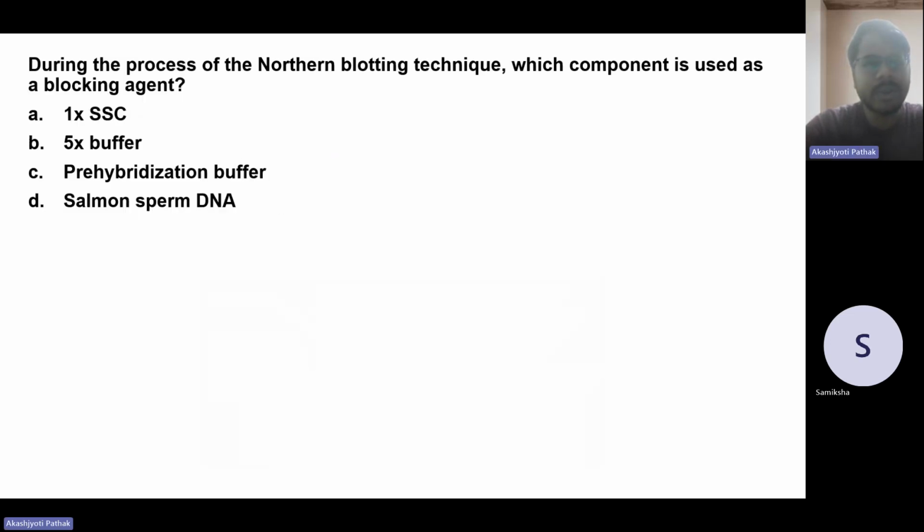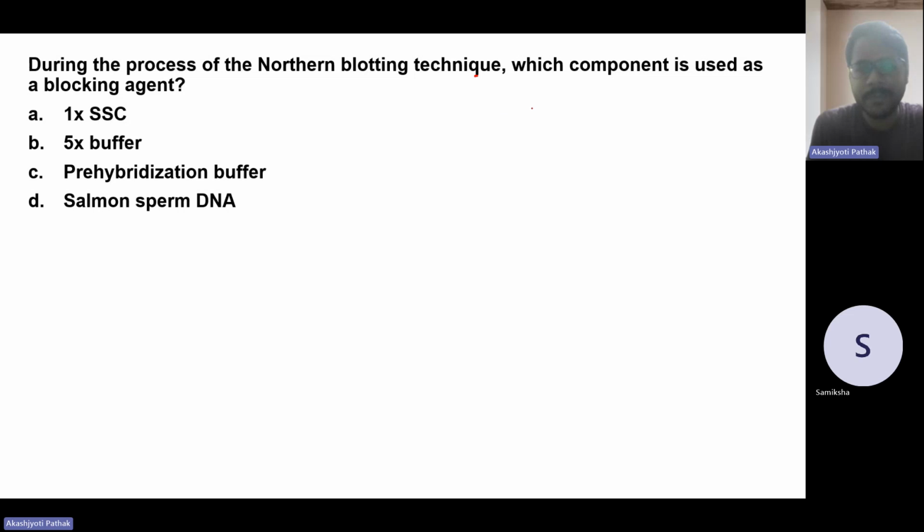During the process of northern blotting, I'm not discussing each and every step of the technique, since those were explained in your lecture slides. So I'm going to the question: during the northern blotting technique, which component is used as a blocking agent? And why do you need a blocking agent?